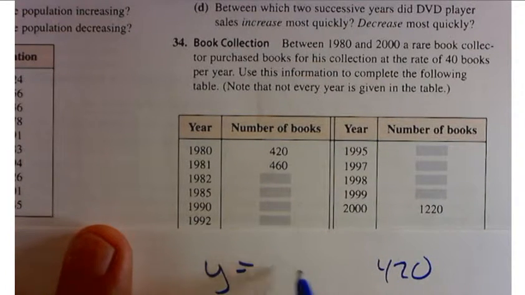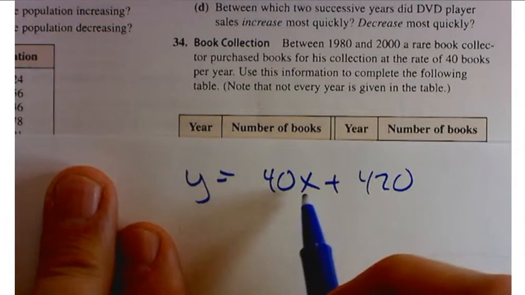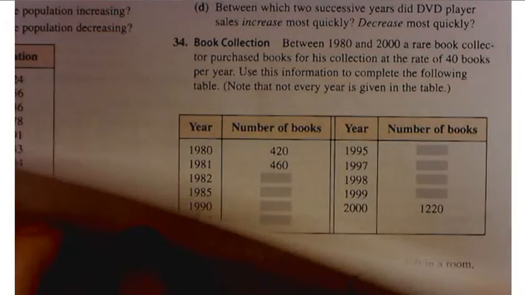So for instance, 1995. Okay, well, 95, that's 15 years past 1980. So that means x equals 15.